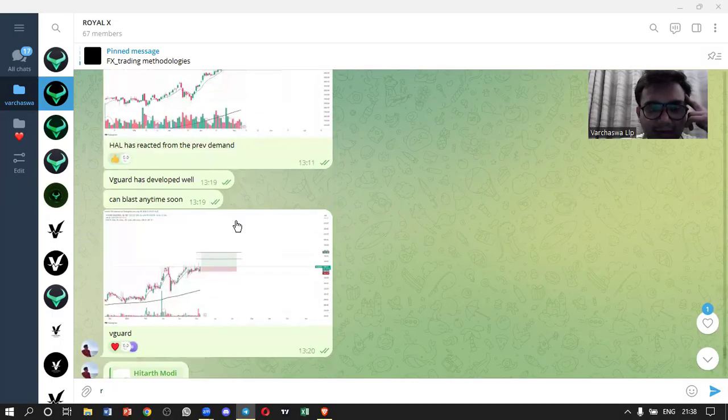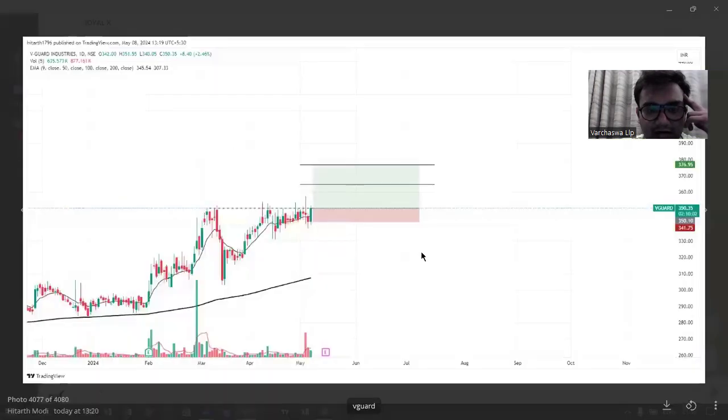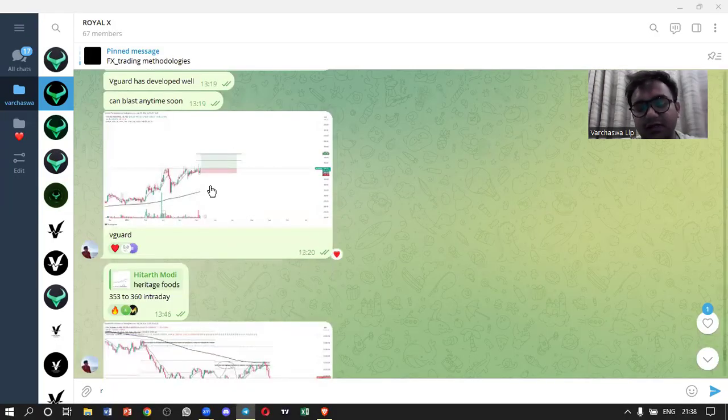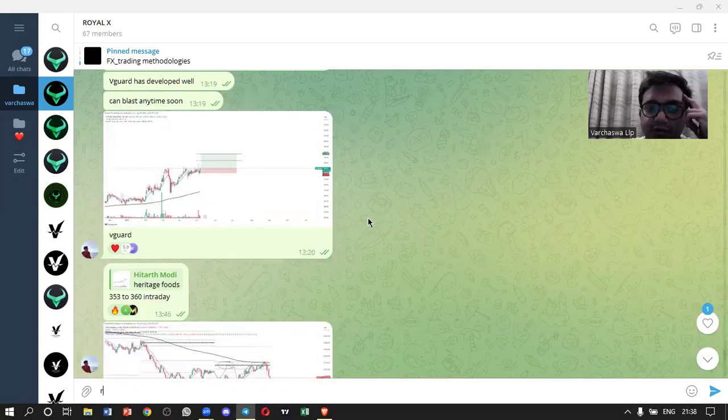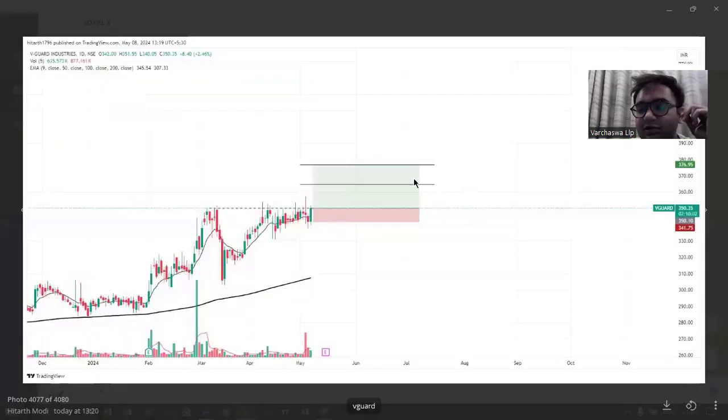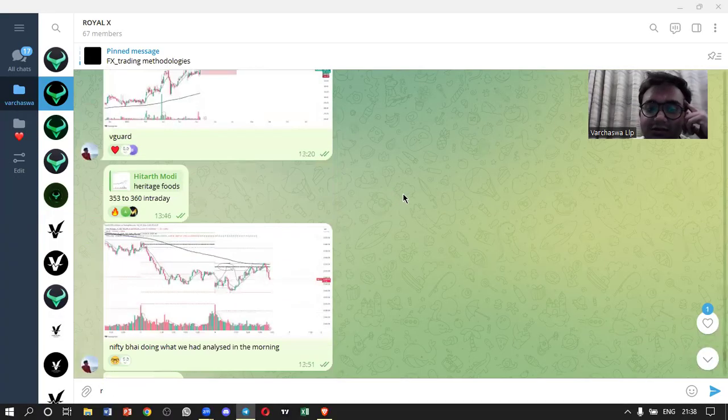That's okay. Also, I've shared a trade regarding VGuard. VGuard is consolidating tightly on its 52-week highs, and it's creating a good base that will give a good breakout pretty soon. So I'm expecting these targets pretty soon. Let's see how the trade goes.